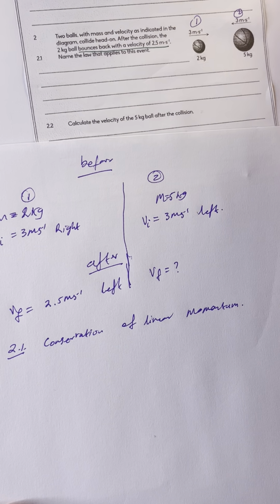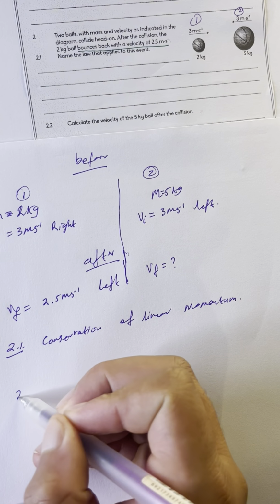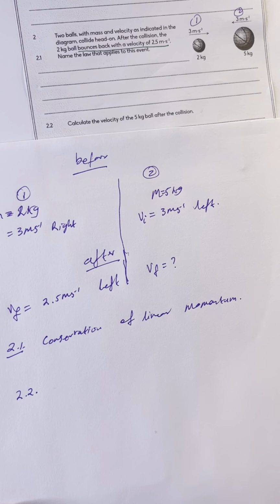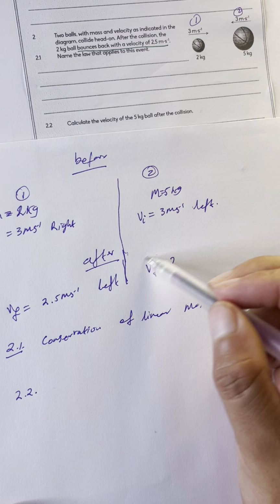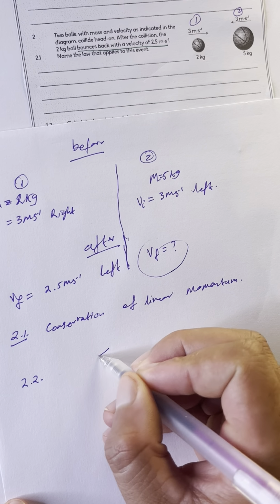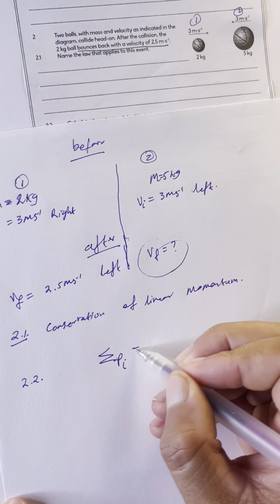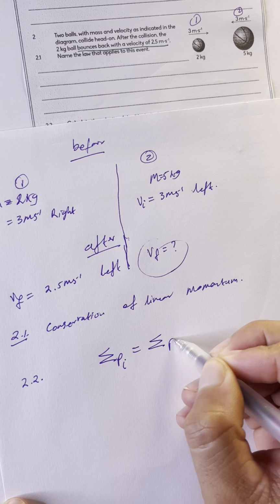Calculate the velocity of the 5 kilogram ball after collision. So 2.2, we have to calculate the velocity of the second ball. We need to calculate this velocity. So we start by writing the principle of conservation of linear momentum: total momentum before equals total momentum after.